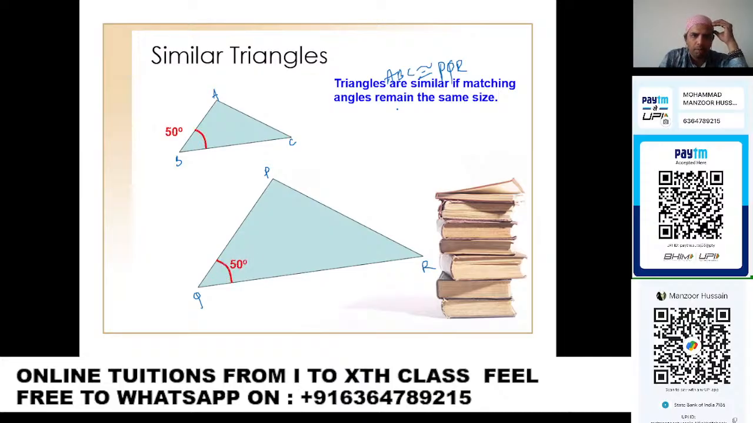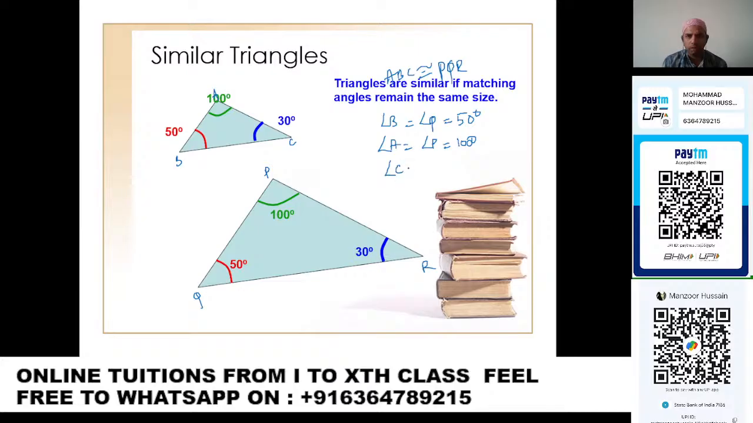If I say angle B is equal to angle Q, I can see that angle B equals angle Q because it is 50 degrees in both triangles, where angle A is equal to angle P, which is 100 degrees, and angle R is equal to angle C, which is 30 degrees. Because three angles have matched with each other, they are similar.